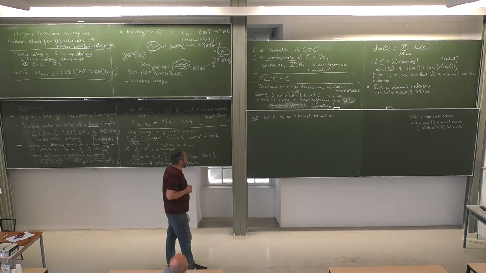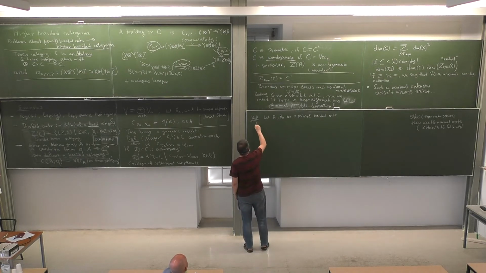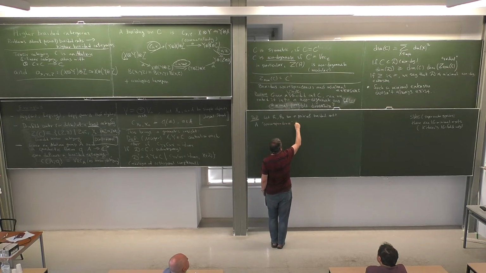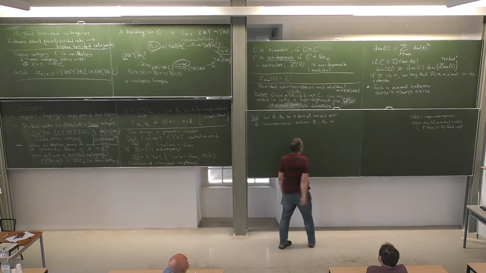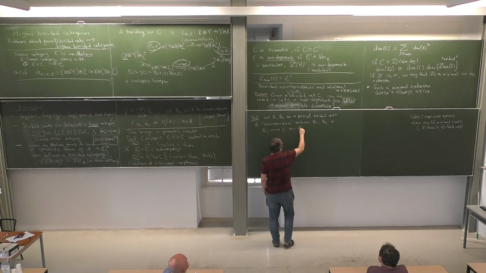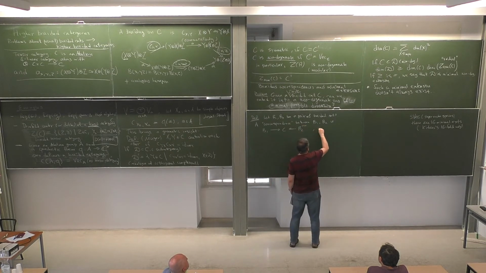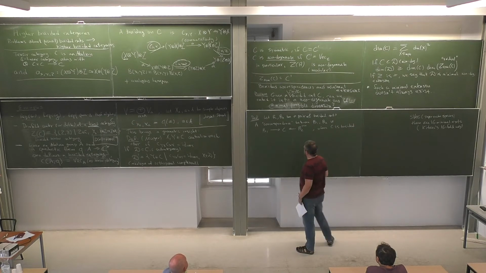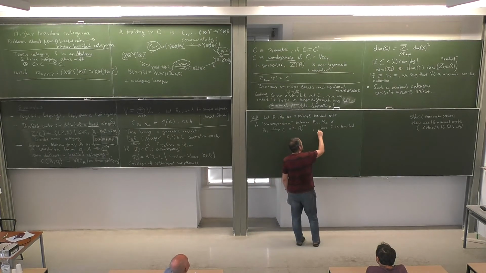So let B1, B2 be a pair of braided categories. Then a correspondence between B1 and B2 is a pair of functors, where B2 is reversed. Let me explain what that means. Here, where C is braided, the arrows are braided tensor functors.